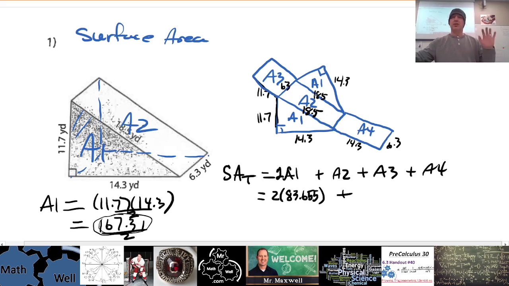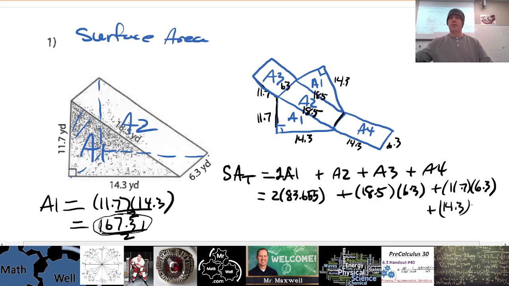Okay. Area 2 is going to be the top face, so that's a rectangle, 18.5 times, what's this edge? That's 6.3. Okay. Area 3, 11.7 times 6.3. And area 4, 14.3 times 6.3. Okay, everybody good with that? So this 2 times 83 is going to be 167.31.